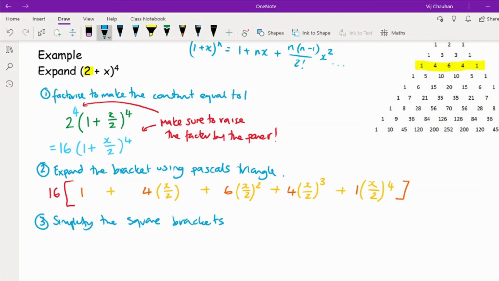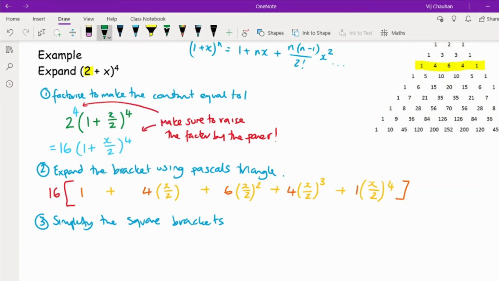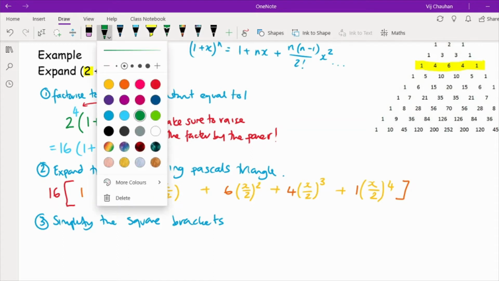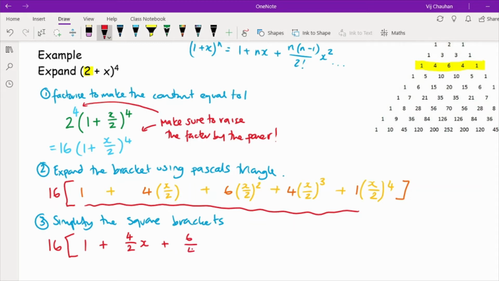So moving on from this, let's keep it consistent. What I've got is I've still got the 16, which I'm just going to ignore for now. And what I'm going to do is simplify this square bracket out. So to start off with, I've got 1 plus 4 over 2x plus 6 over 4x squared.